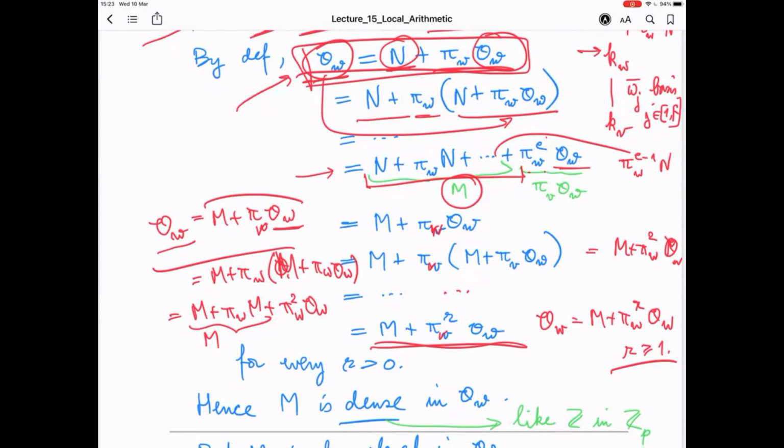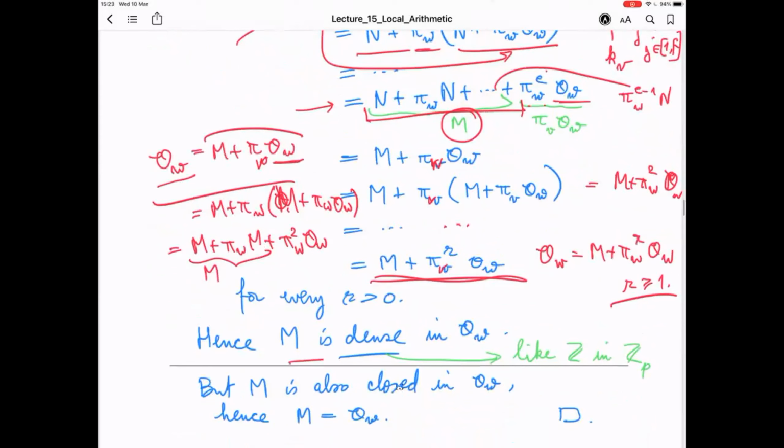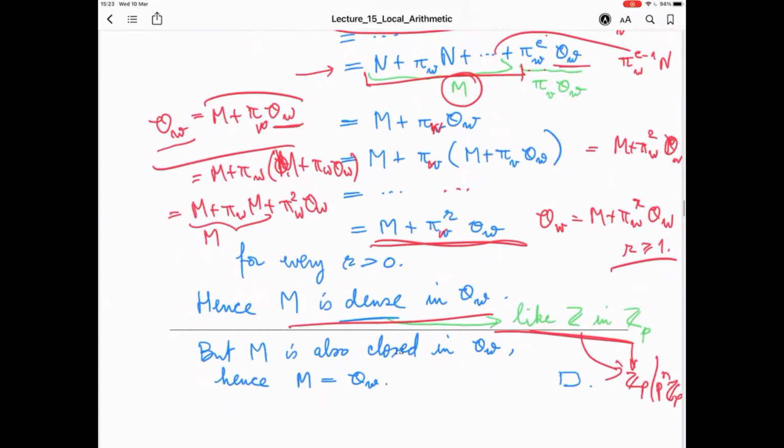Now this is exactly what it means for M to be dense in OW, just as Z is dense in ZP. It amounts to saying that when you take the projections modulo various powers of the uniformizer, you get surjective maps, just as Z to ZP modulo P to the N ZP is a surjective map. But it can also be checked that M, because it's finitely generated as an OW module, is also closed in OW.